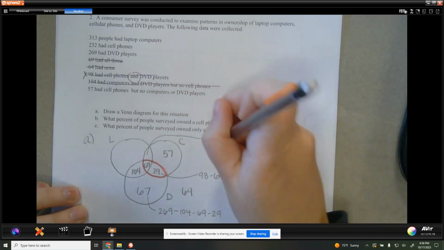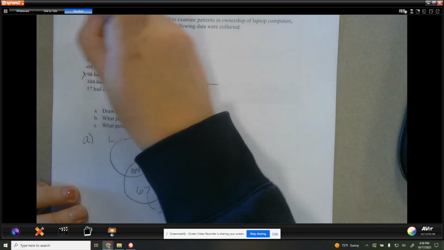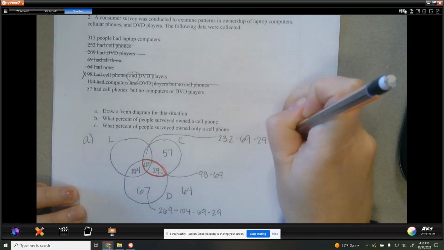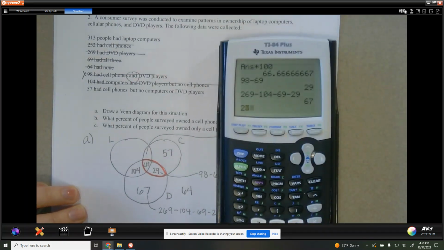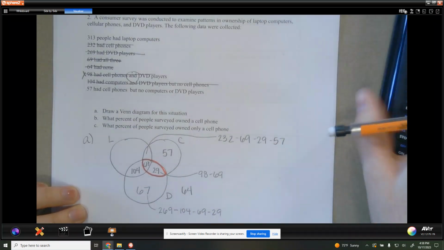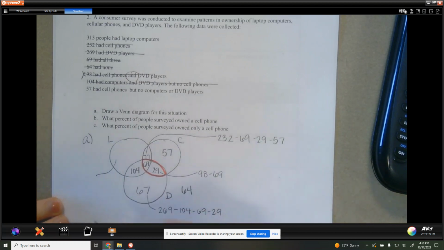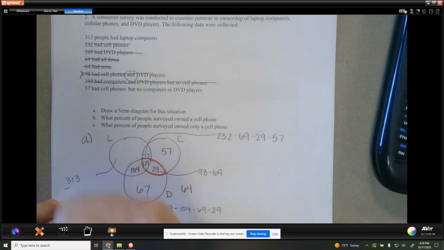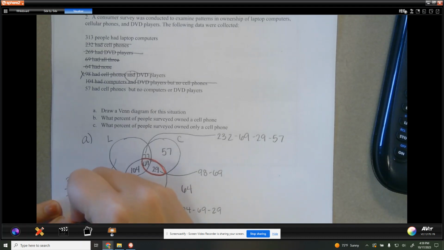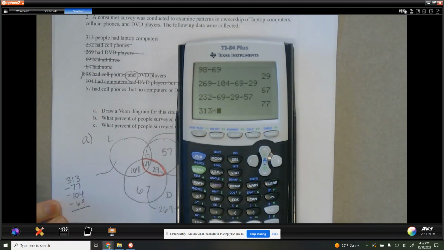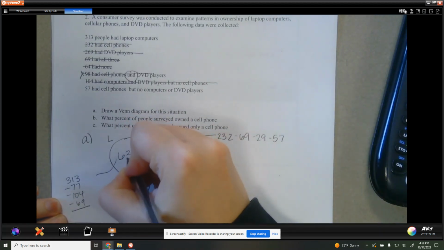Then to get this spot, I'm going to do it over here. We've got a total of 232 that had cell phones. We'll take care of this one now. So 232 minus the 69, 29, and 57. So we have 77. And now we can do this one, which is the total laptops, 313 minus the 77 we just calculated, 104 and 69. 63 out here. All right, so part A is done.